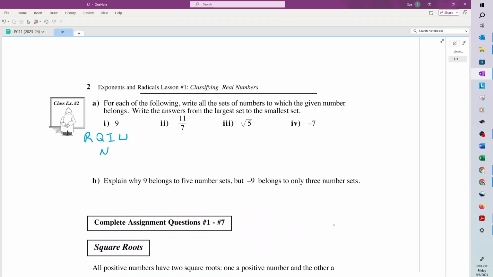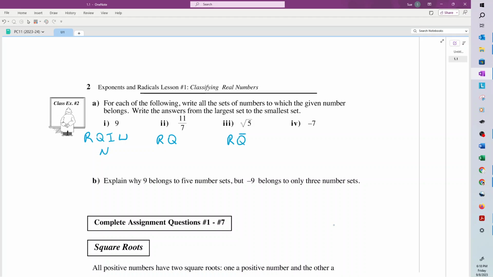11 over 7 is a real number. It is rational, but it's not an integer, not a whole number, and not a natural number. Root 5 is a real number. Like I said, they're all going to be real numbers. There's actually a set of numbers called the imaginary numbers or the complex numbers, but we don't look at those in high school at all. But just so you know, there is something other than real numbers. And root 5 is irrational, so that is the Q bar.